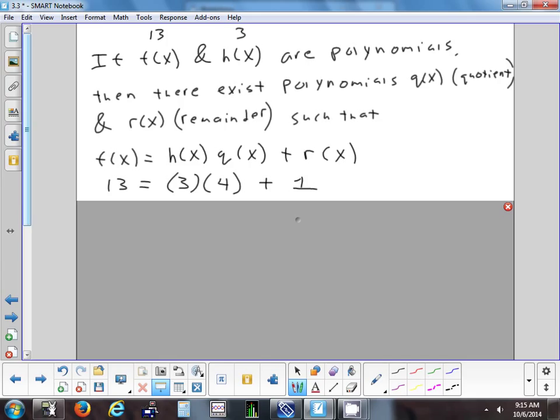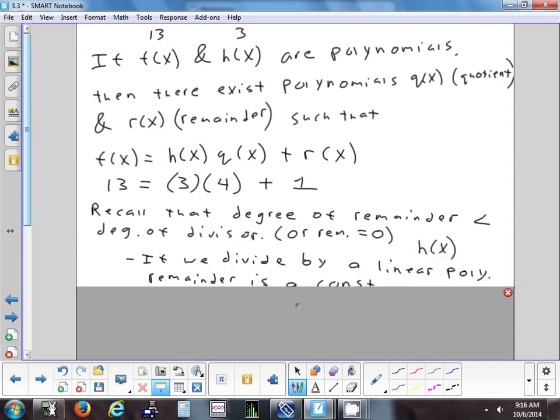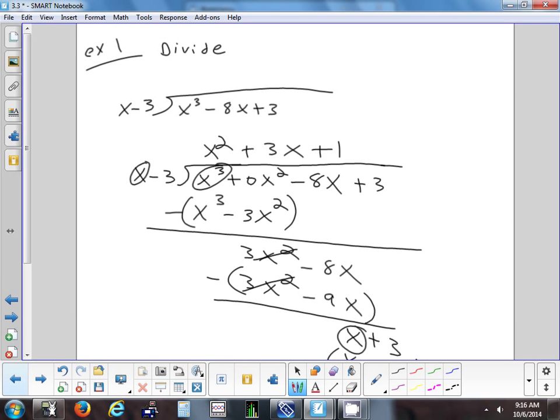Okay, any question on that idea? Okay, remember that the degree of your remainder is always less than the degree of the divisor, or you could end up getting a remainder of 0. So if we divide by a linear polynomial, something kind of like we did in the first problem, we divided by something linear.